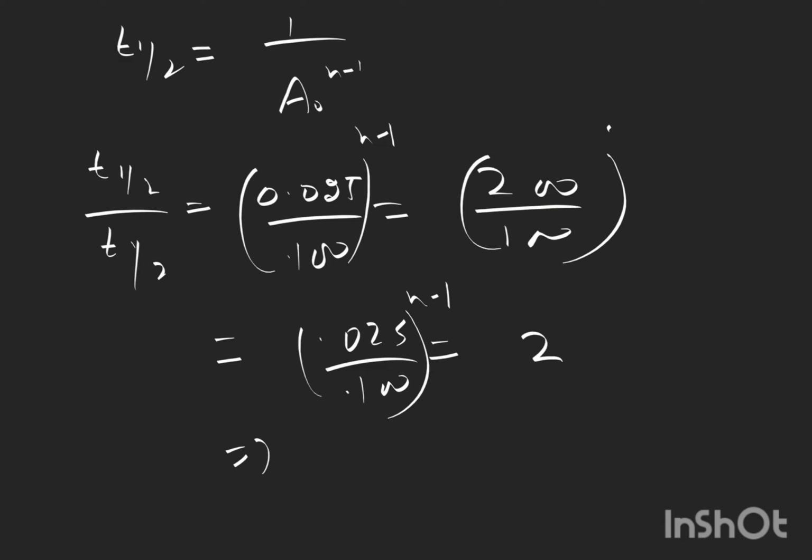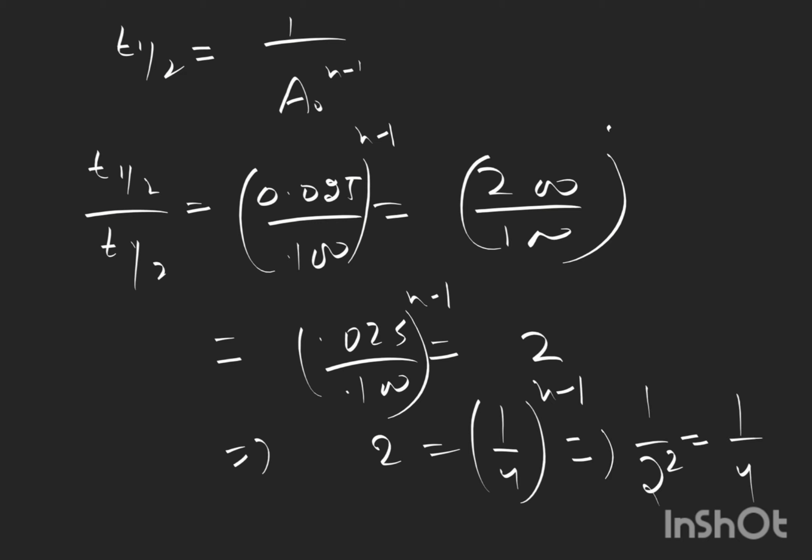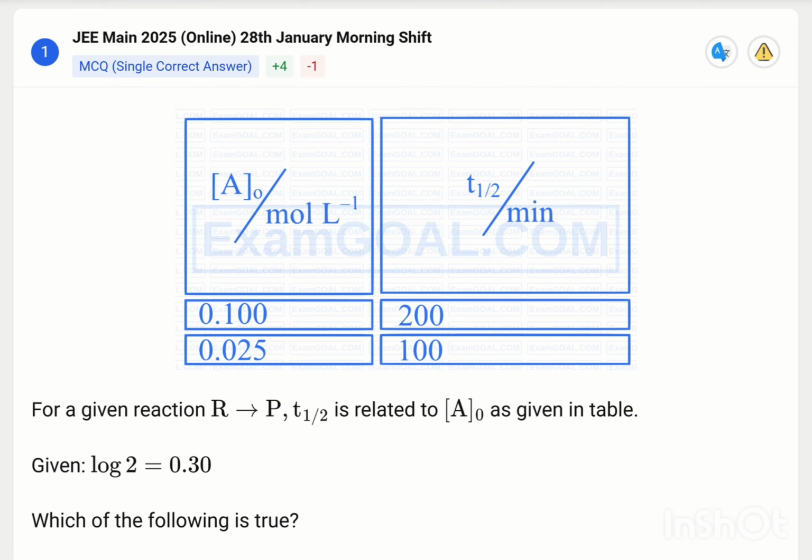That means 1 by 4 is equal to 2 raised to power n minus 1. I can write this as 1 by 2 raised to power 2 is equal to 1 by 4. That means n is equal to 1 by 2. Means A is true for me. Yes, A is true.